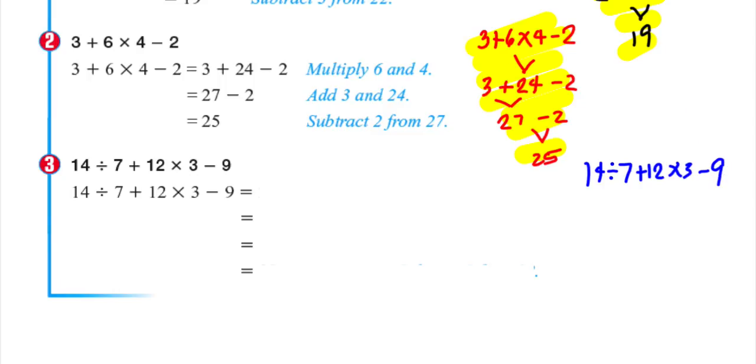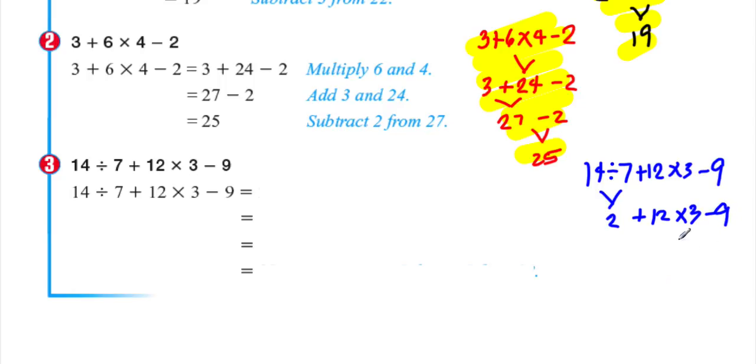You want to do this step by step. As you become more proficient at this, then you can jump steps. But right now, let's do this. Since we can find division first before multiplication, let's do this operation. 14 divided by 7 is 2. Bring down plus 12 times 3 minus 9.